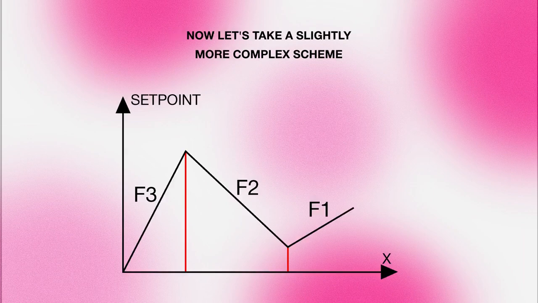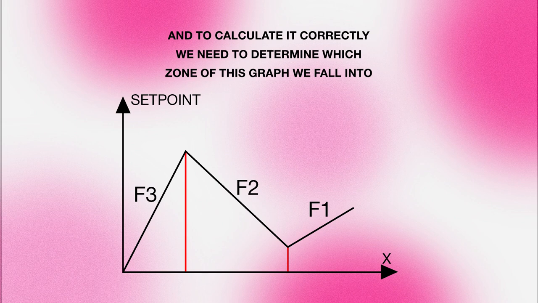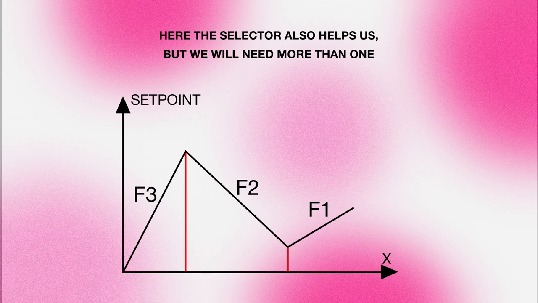Now let's take a slightly more complex scheme. Suppose we have a piecewise linear graph to determine the set point, and to calculate it correctly, we need to determine which zone of this graph we fall into. Here the selector also helps us, but we will need more than one.